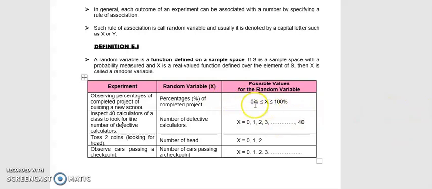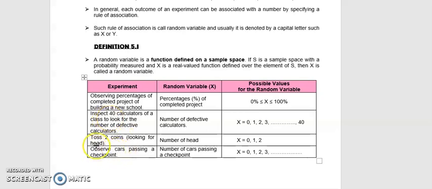For the first one, the value of X is from 0 until 100% because we want to observe the percentage of completed project. So the logical value is from 0 to 100%. For this one, the logical value for X is from 0 until 40 because we have 40 calculators only.